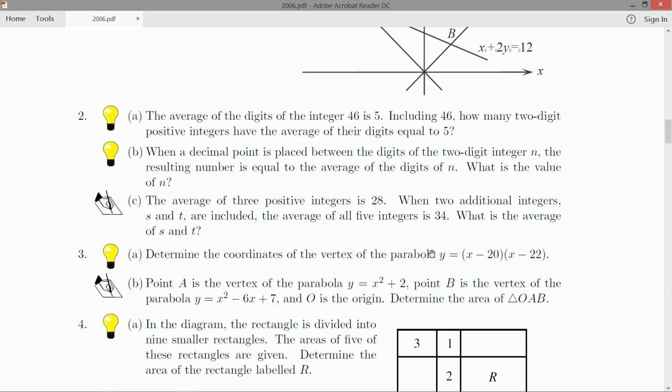So now we got C part, which we do have to be a little careful in our justification. We do have to be careful writing it up because it is a written question. The average of 3 positive integers is 28. When 2 additional integers, s and t, are included, the average of all 5 integers is 34. What is the average of s and t? Okay.